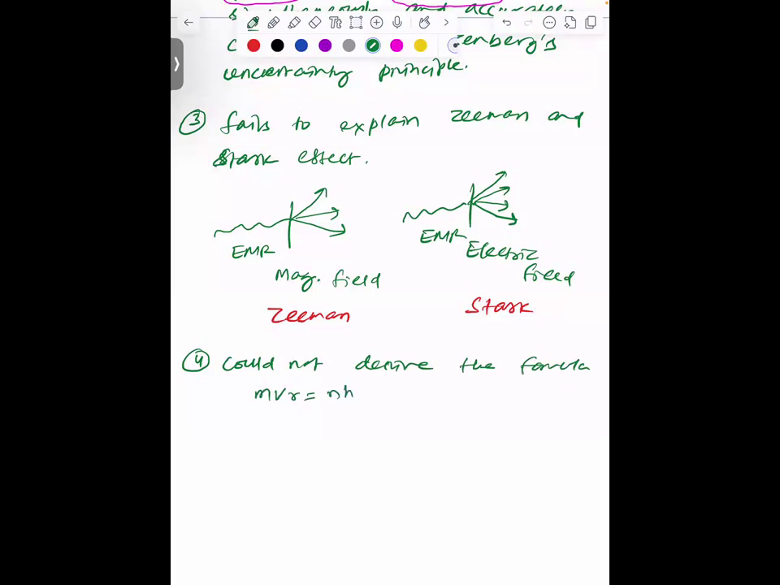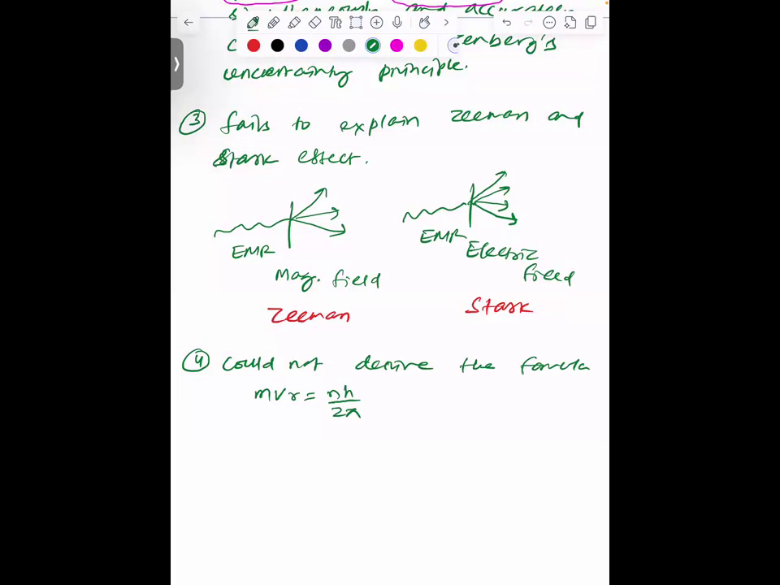mvr equal to nh upon 2 pi, and we can say he could not explain the concept of quantization of angular momentum. He could not explain the concept of quantization of angular momentum. Okay, so these are the limitations of Bohr's atomic model. After this limitation, the next model was Sommerfeld's, and then came the quantum mechanical model.